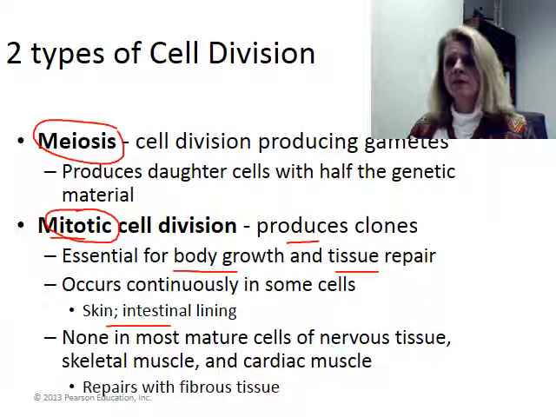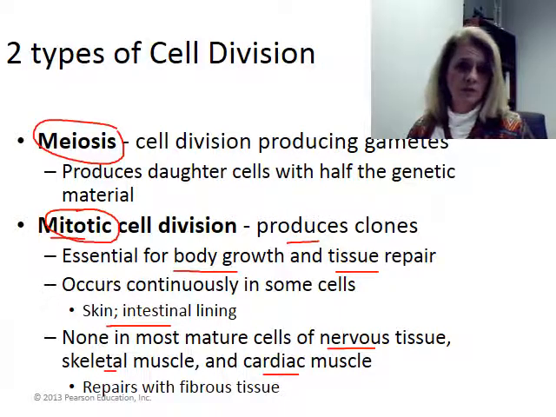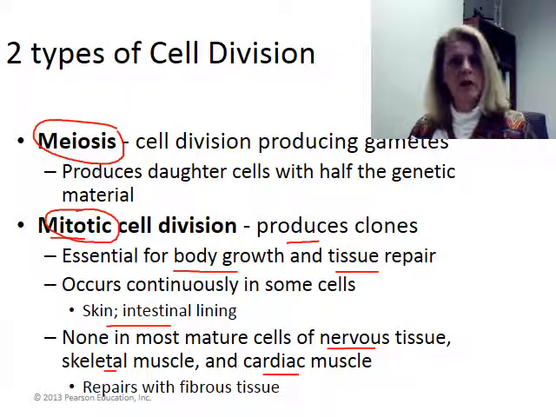Now you don't see this in mature nervous tissue or mature skeletal tissue or cardiac tissue. Okay, those types of cells do not undergo mitosis. Once those cells are mature, that's all you got. You don't make any more.